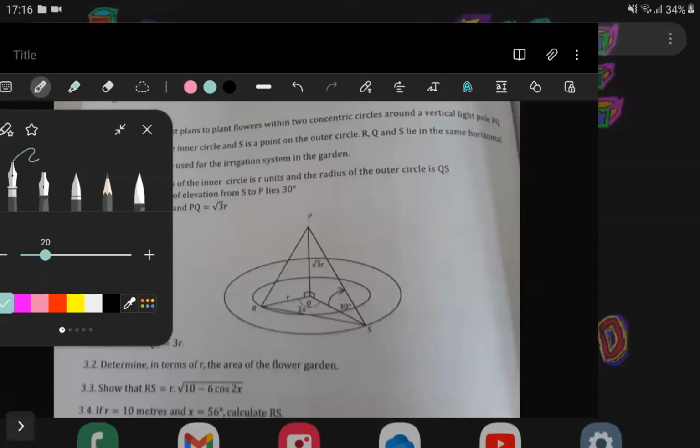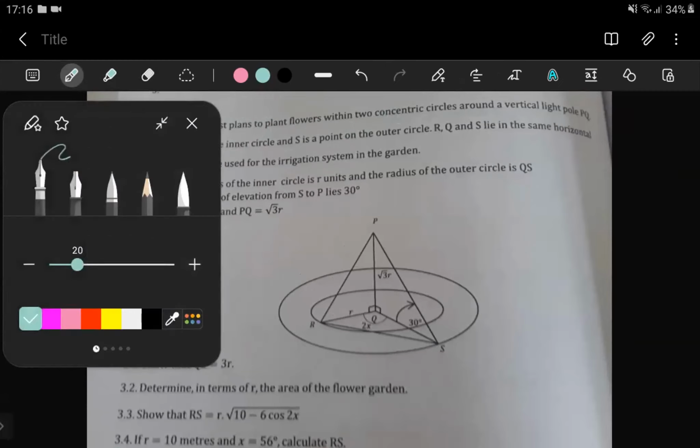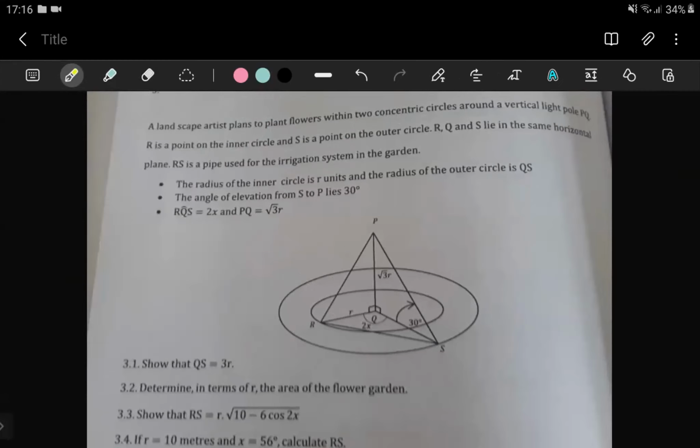And so, for example, when I'm looking at this description, it says a landscape artist plans to plant flowers within 2 concentric circles. So again, if you may have forgotten the definition of some words, you can always just Google it, right? You don't even need to worry about searching it somewhere in a book. You can literally Google the words, because concentric means that the 2 circles have the same center.